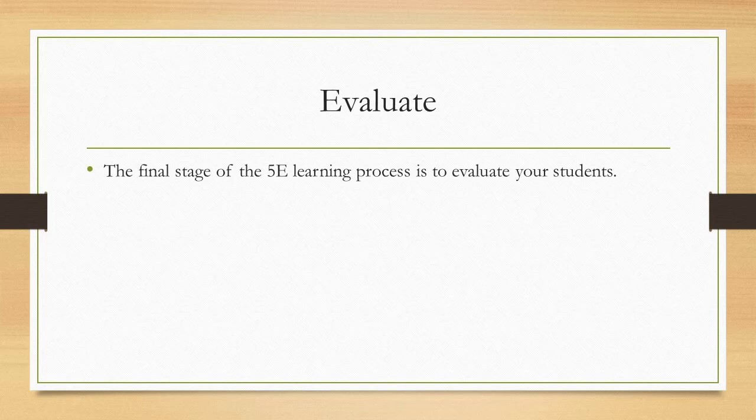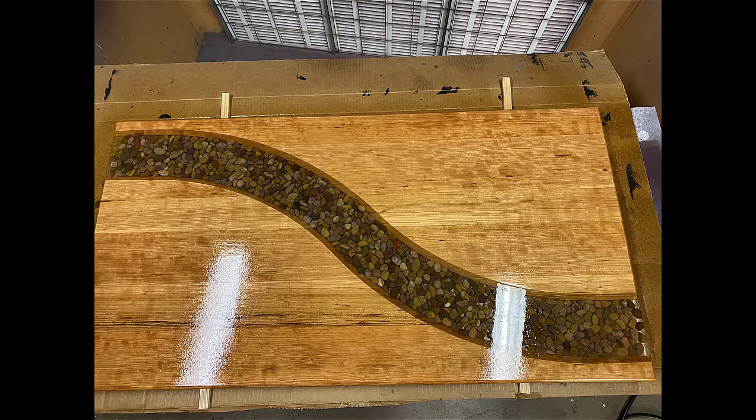That brings us to the fifth E of the 5E learning process, and this one's evaluate. In the evaluate section, this is where the students are creating their project and you are going to evaluate them. So let me walk you through what I did to make the cherry coffee table.